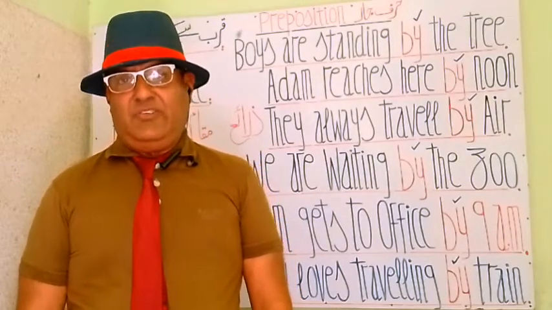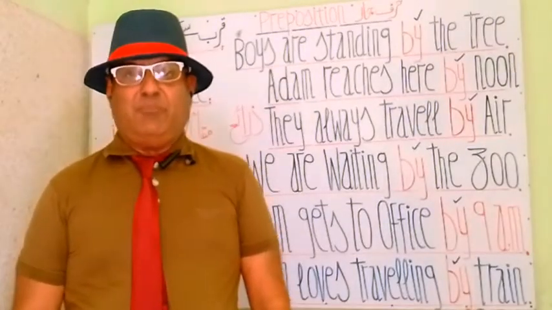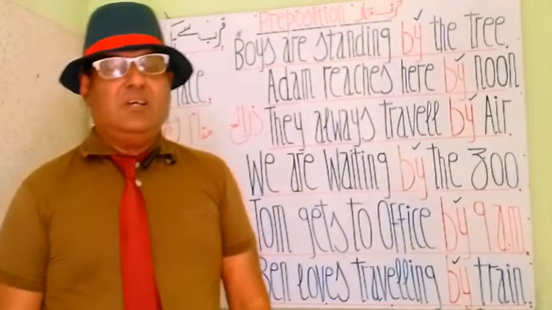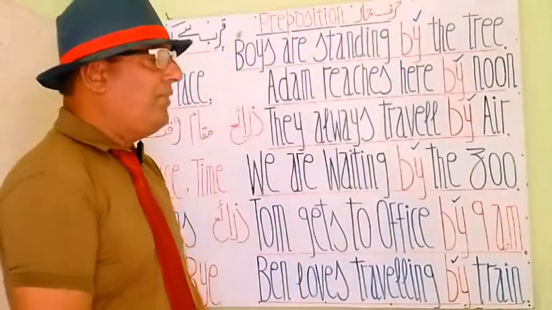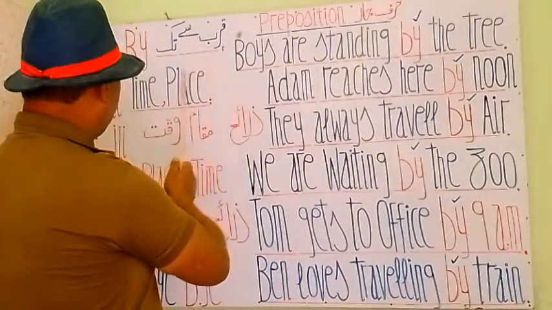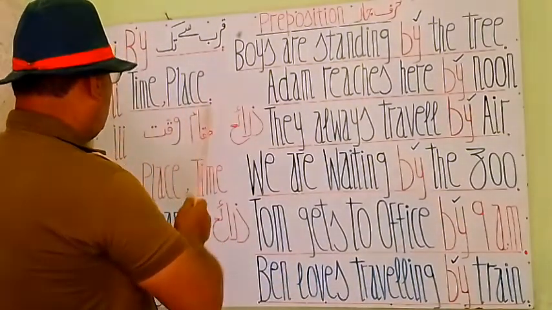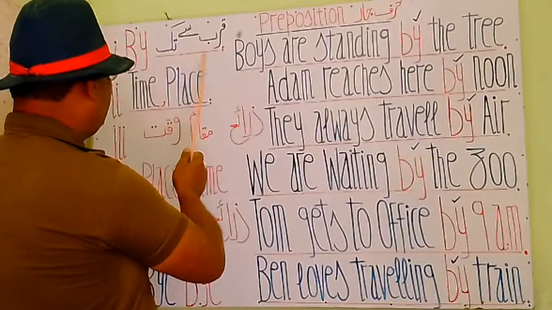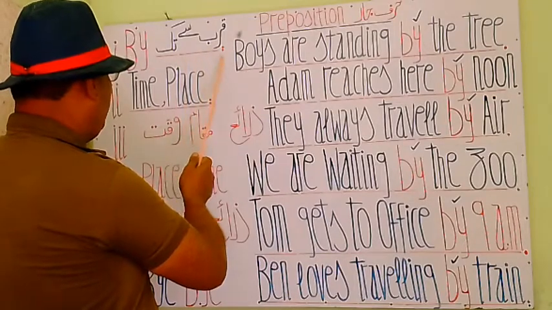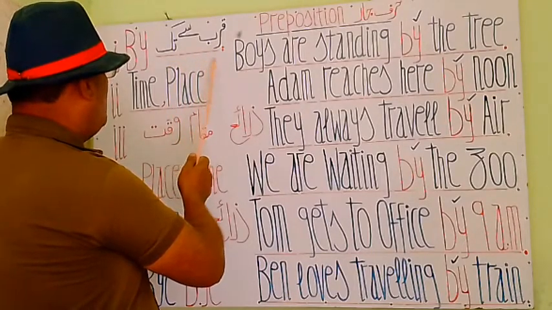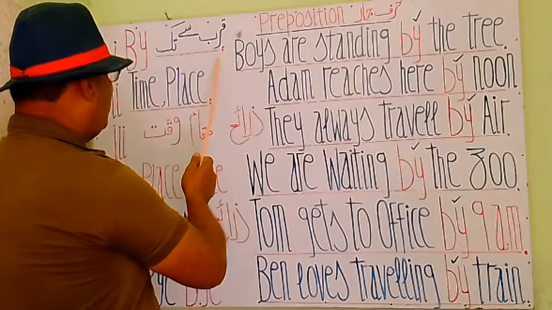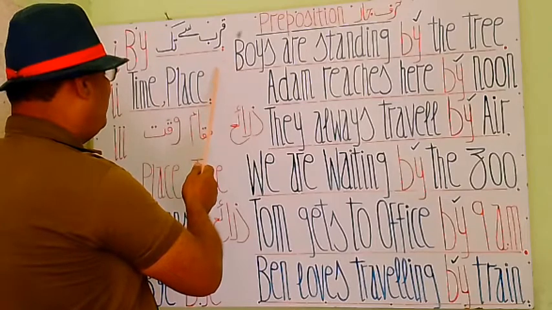Let's start our lesson. Today's lesson is the preposition by, use of preposition by. Let's see the first construction with the preposition by. Here you see, by means time, place and means. By denotes time, place and means and it helps to show the relation of a noun with another noun or a pronoun with another pronoun.